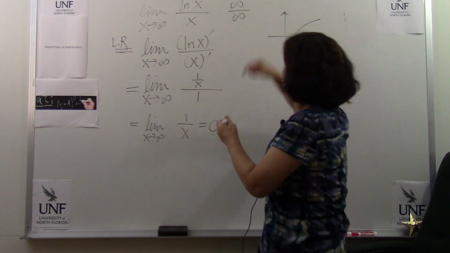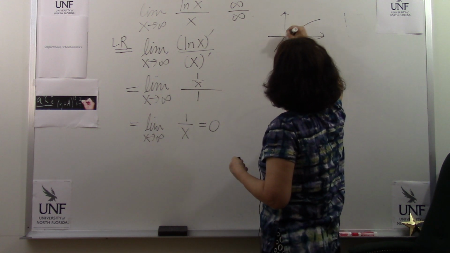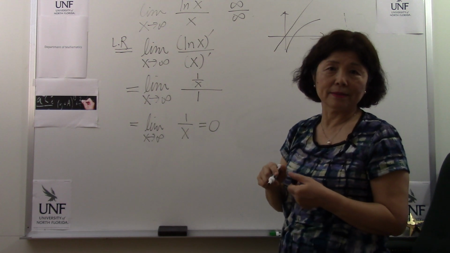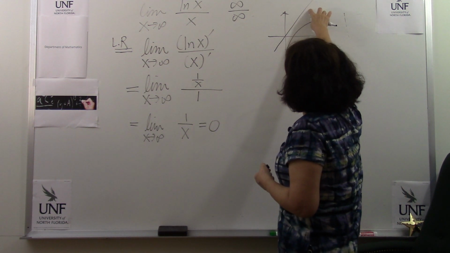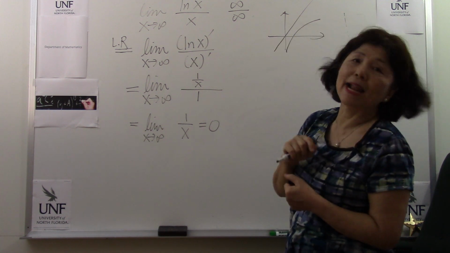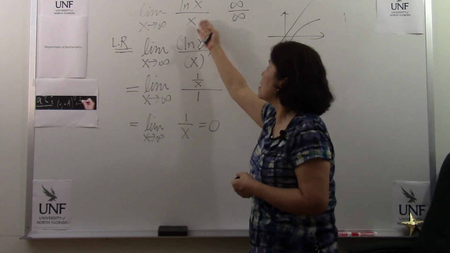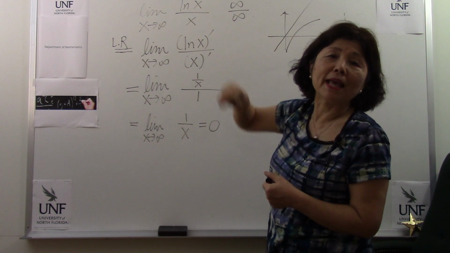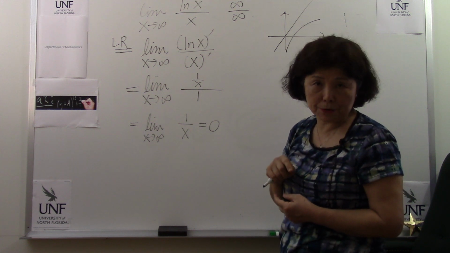Well, both are going. On the other hand, the y equals ln x graph looks like this. You see? This one is y equals x, this one is y equals ln x. So this one goes faster. That means the denominator is dominating the numerator. Therefore, the result has to be 0.